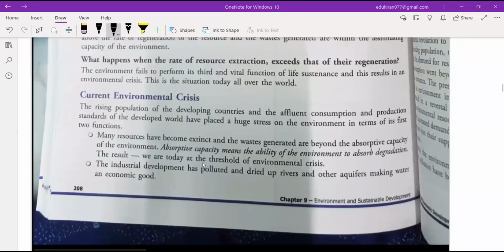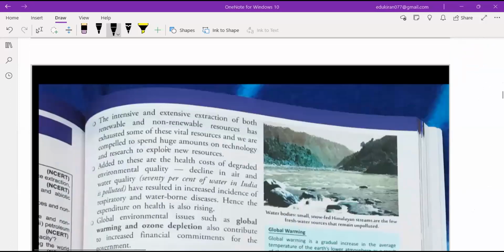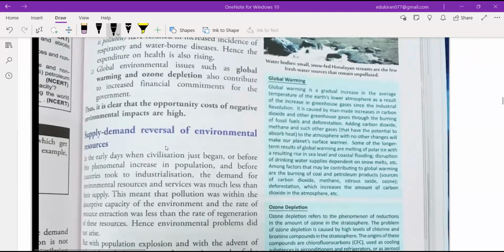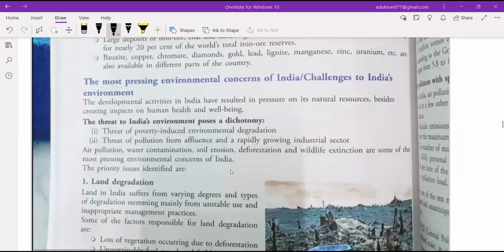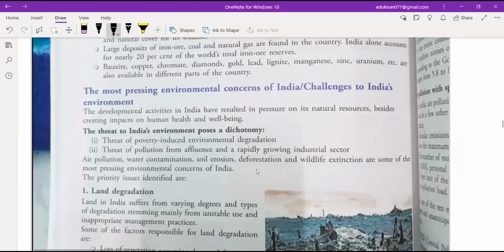Now, current environment. Okay, this one is very important. See, the most pressing environment concerns of India, challenges to the environment. First over here, the threat to the Indian environment poses a dichotomy: the threat of poverty-induced environment degradation and the threat of pollution from effluents and a rapidly growing industrial sector. Clear? So these are the two major threats for the Indian environment right now.